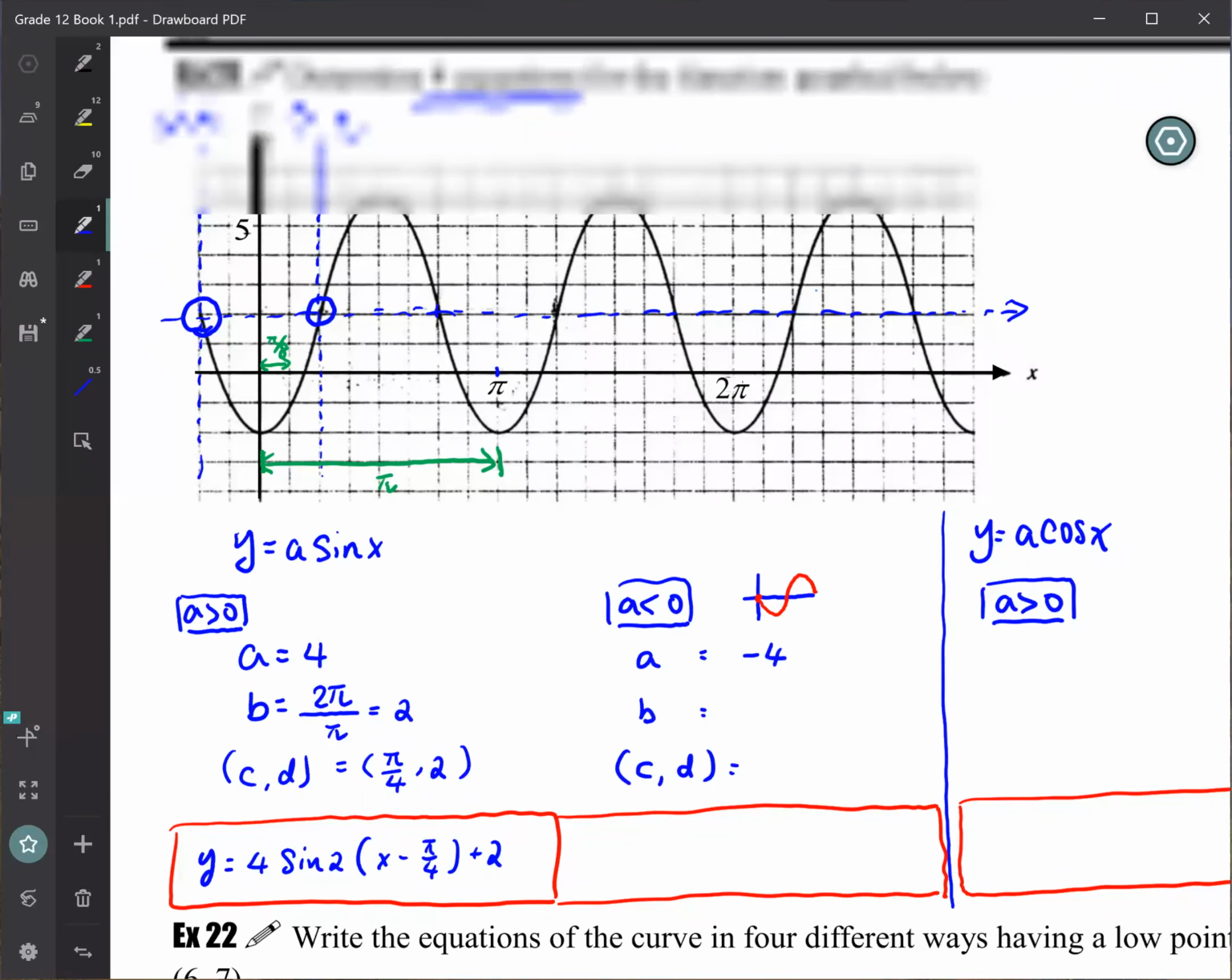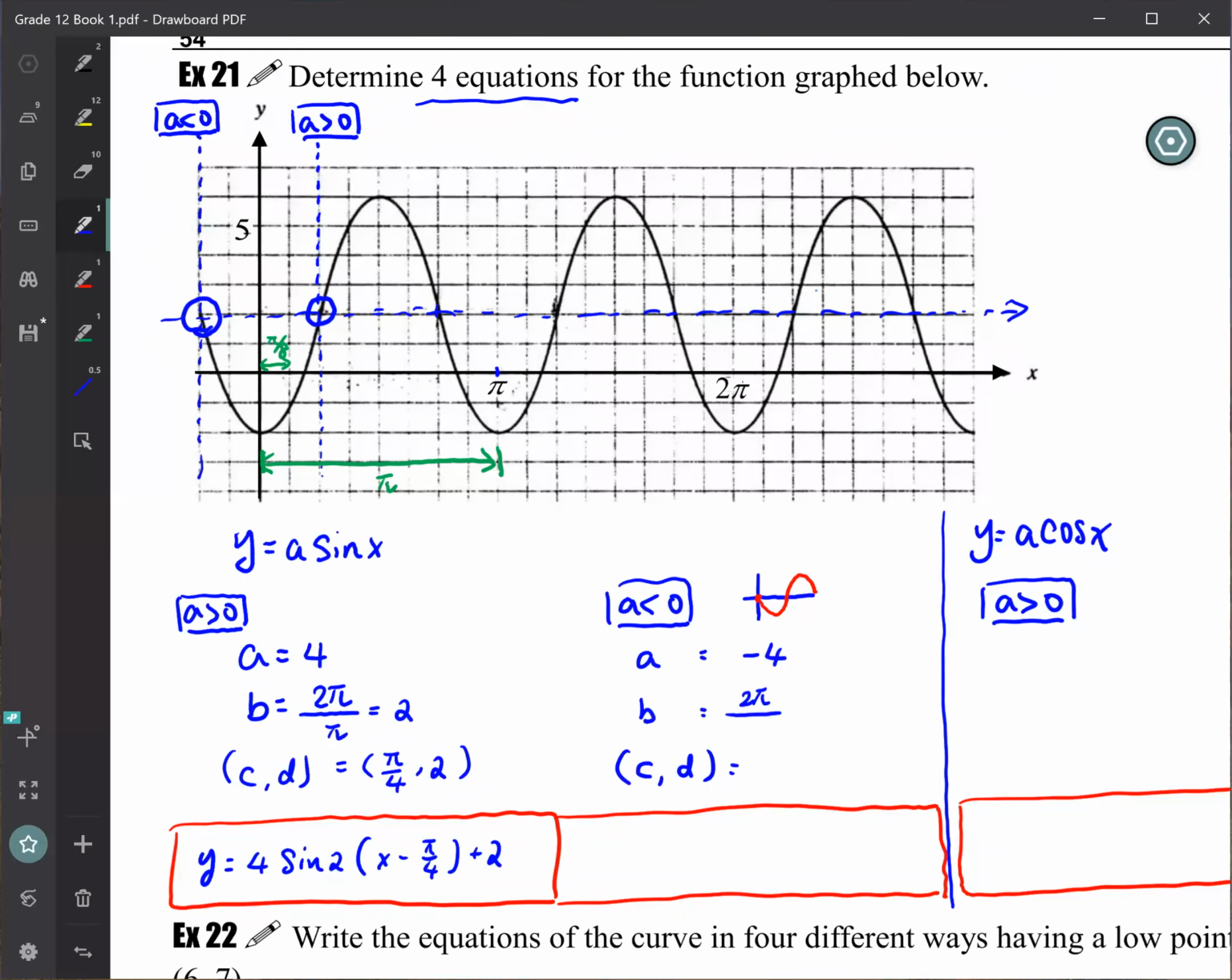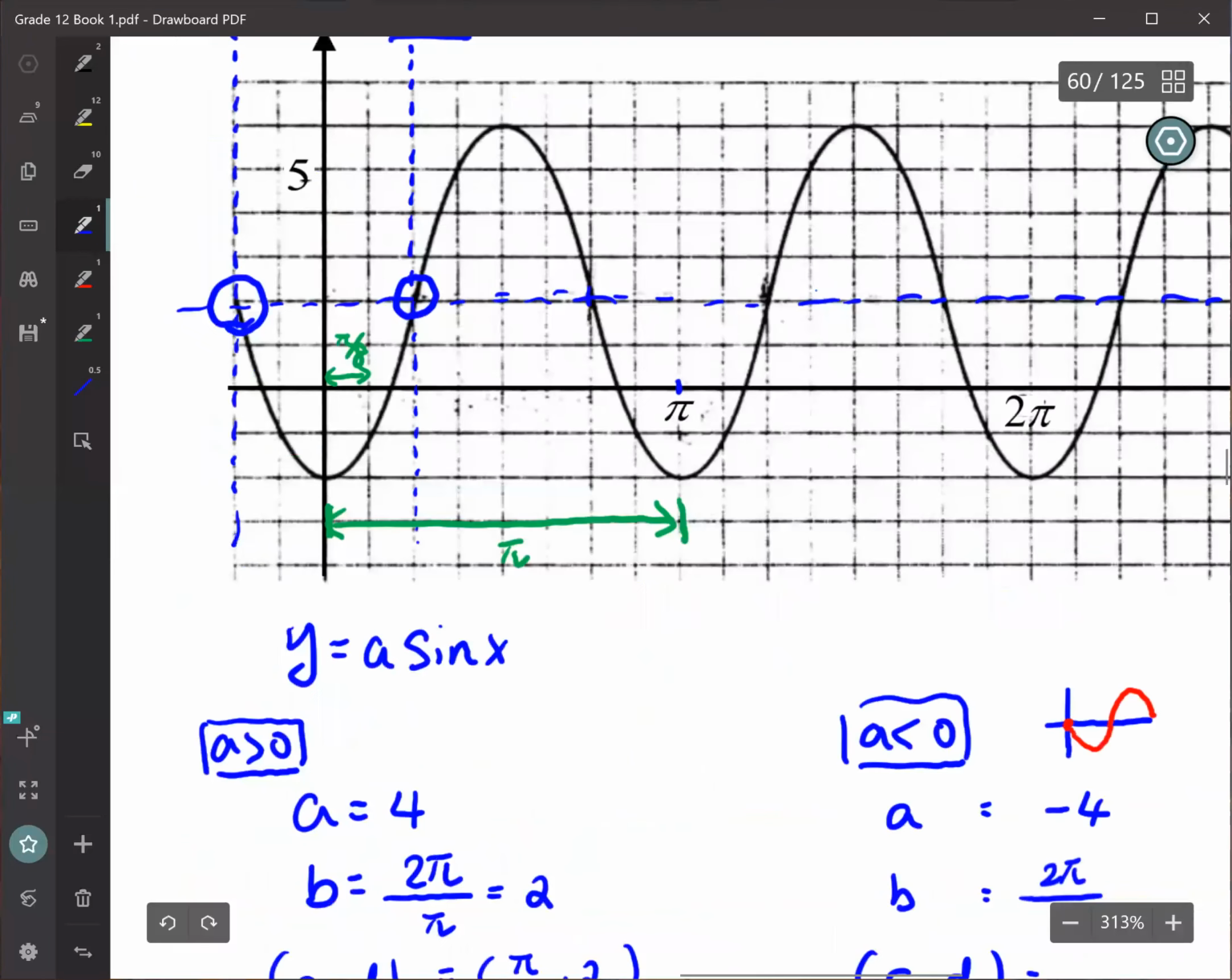2 pi over, okay, over period. The formula was 2 pi over period, right? Yeah. Okay. And you got 8 as the period. How did you get 8? Did you count the boxes and count there are 8 boxes? I think so. Okay, so you look at the green line.